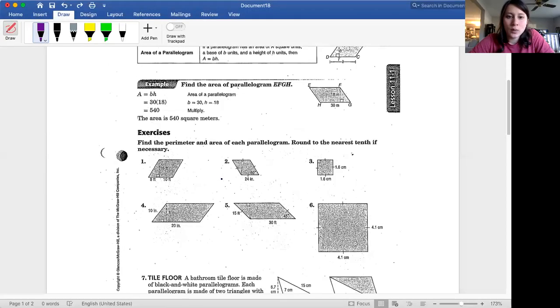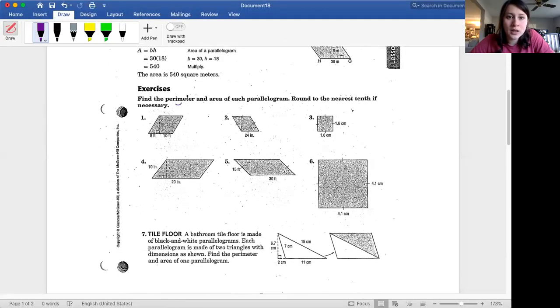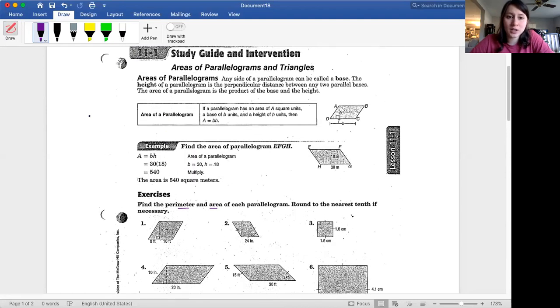On our study guide, we are asked to find the perimeter and the area, which means there are two parts that we have to find. Now, the perimeter is just all the outside sides of the shape, and the area is the actual area. And so there's an equation given to us up here, and this is probably an equation you've learned before, but the area of a parallelogram is base times height. So the base and the height always make a 90-degree angle. And so that's key for us to recognize what the base is and what the height is.